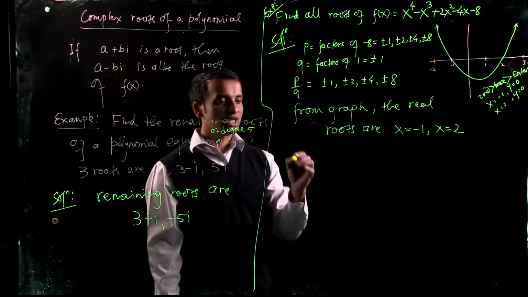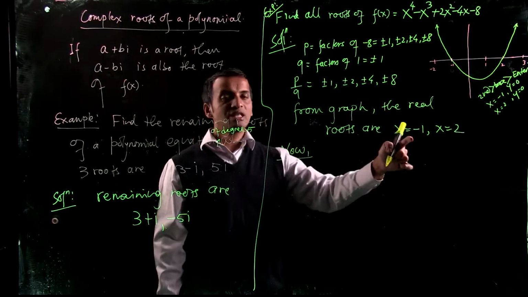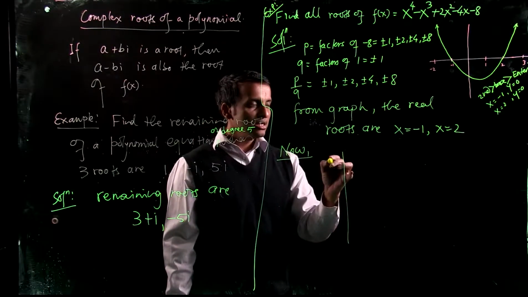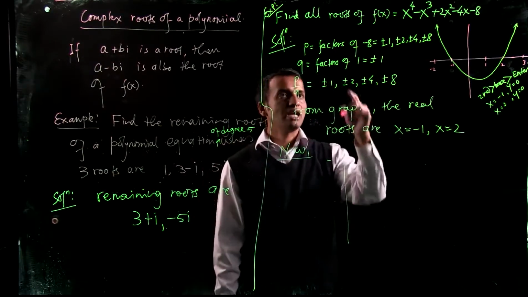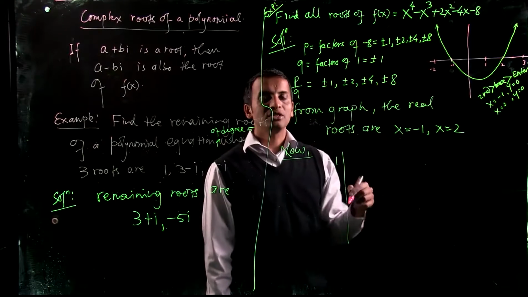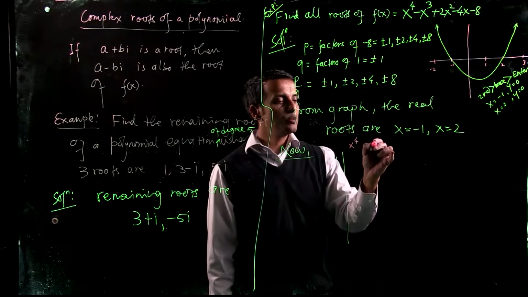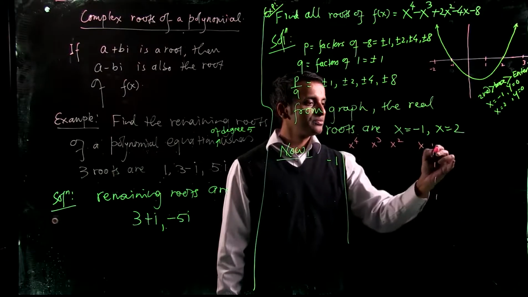We do the synthetic division again. We know that x equals negative 1 and 2 are the roots. What we do is, let's start with negative 1, and let me write the coefficients and set up for the synthetic division. So x to the 4th, x cubed, x squared, x, and then the constant.